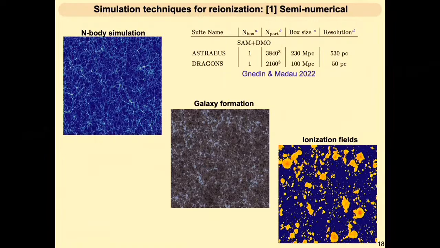So if you look at these kinds of boxes, they're really highly resolved, but you still don't have the resolution to look at individual galaxies. So this is really good to get a global, large-scale view of what is happening with reionization. And so these techniques are called semi-numerical, because it's not completely numerical, it's just semi-numerical.